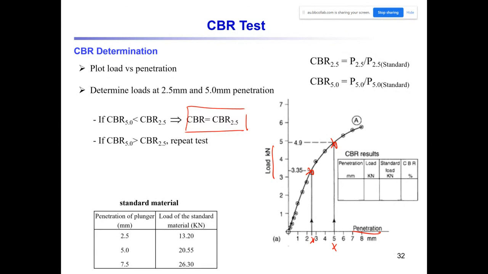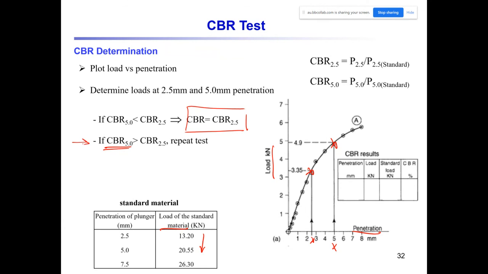CBR 5 is less than CBR 2.5 for most of the soil, because for this type of standard material, for this type of crushed rock, the increase in the level of load from 2.5 penetration to 5 penetration is very high. So it is highly unlikely that we have such an increase for the site soil. Generally, for the natural soil that we are dealing with, the increase of load is not this significant, right? So for a standard material, this increase is significant. Therefore, we generally expect that for our soil in the road, CBR 5 should be less than CBR 2.5.